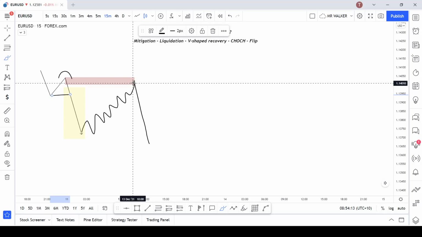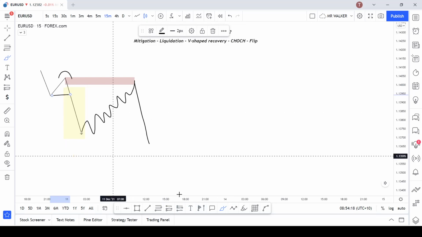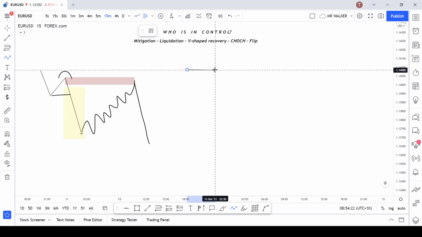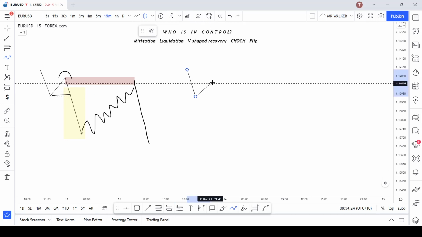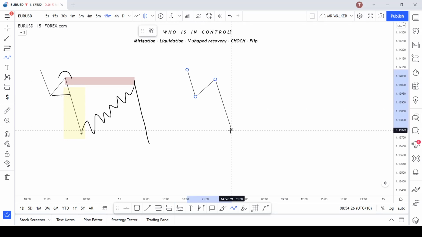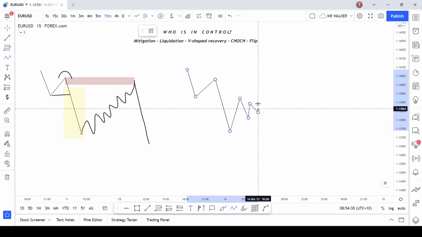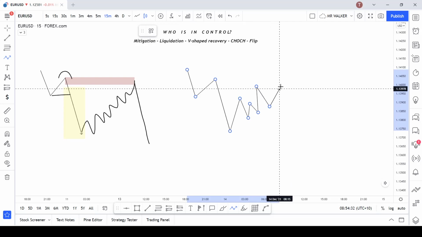In this case, it's really important to have structural liquidity, or simply said, a high like that.